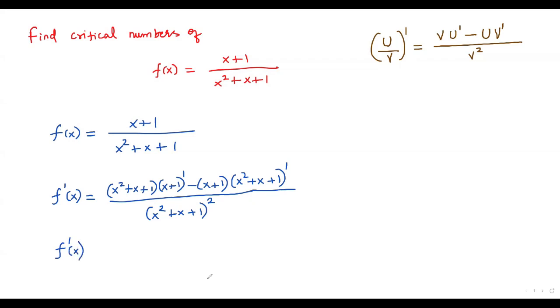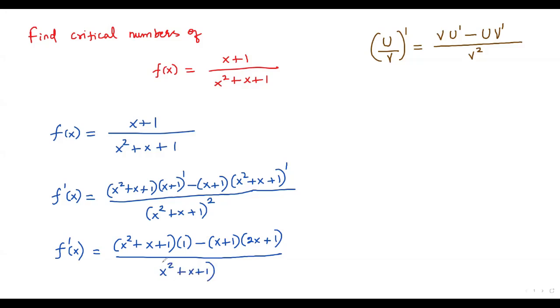F prime of x equals, now I write this term as it is, that is x squared + x + 1. Now we get the derivative of x + 1 with respect to x. Actually 1 is a constant, so when I find the derivative of this 1, it becomes 0. The derivative of x with respect to x becomes 1. Negative (x + 1) times, now I get the derivative of this expression. The derivative of x squared is 2x, the derivative of x is 1, and the derivative of 1 is 0. Everything is divided by (x squared + x + 1) the whole squared.